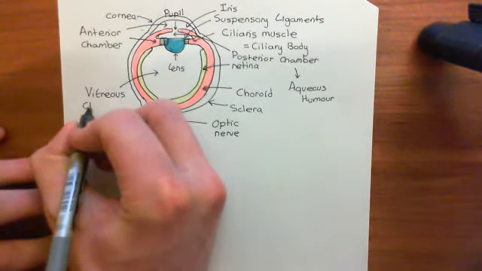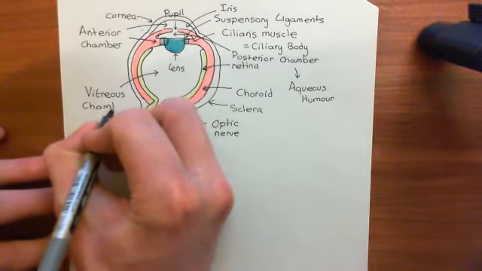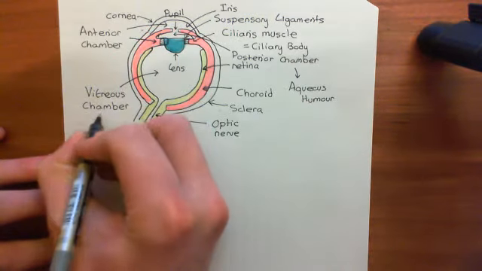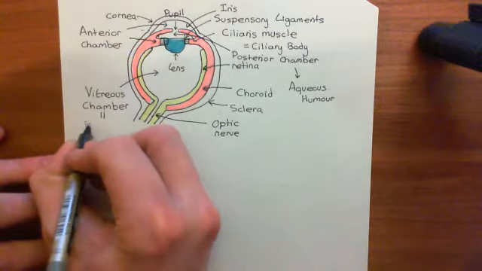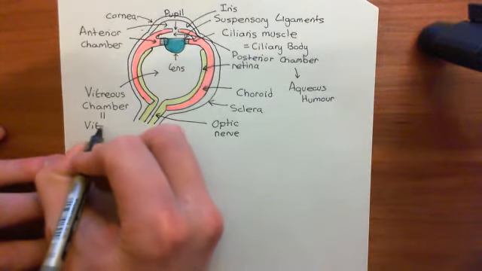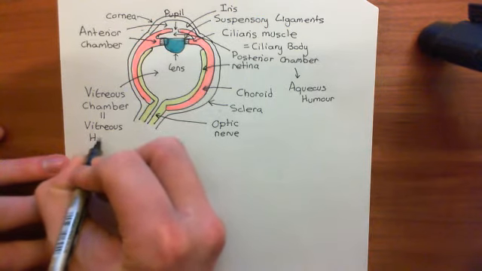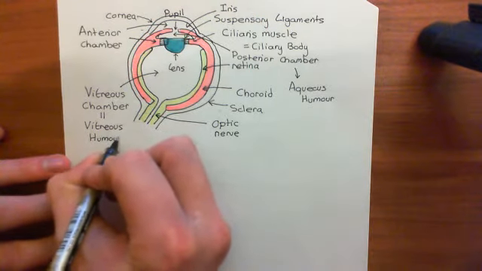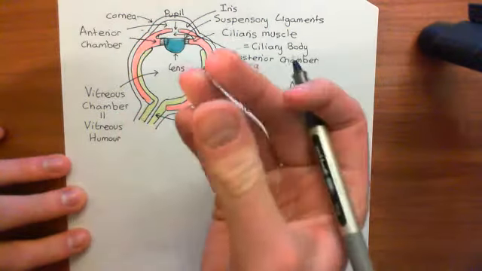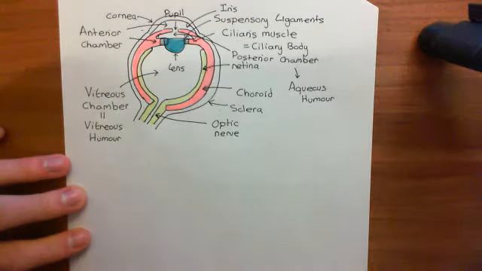Okay, and it's full of a jelly-like gloop called the vitreous humor. Now this isn't really a fluid, it's much more like a jelly basically. If you've ever done dissection of the eye, you'll know what I mean. When it comes out, it's a big lump of jelly basically.